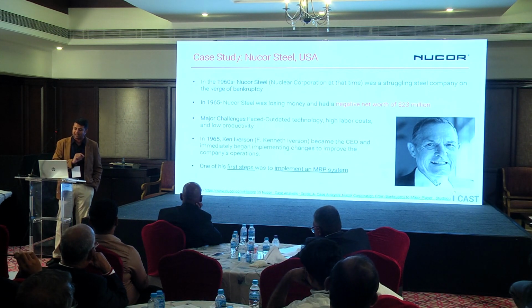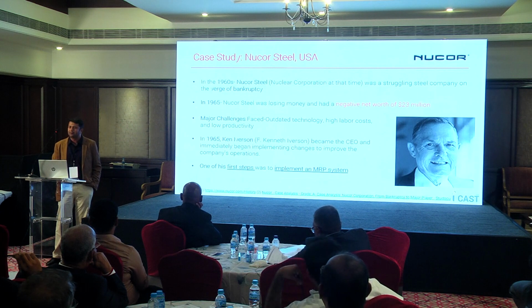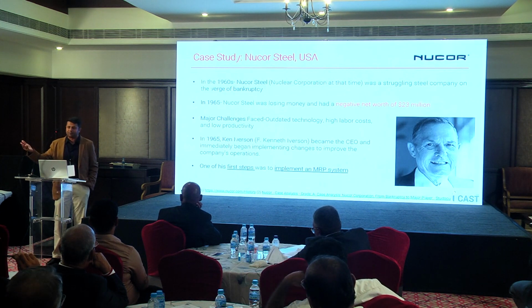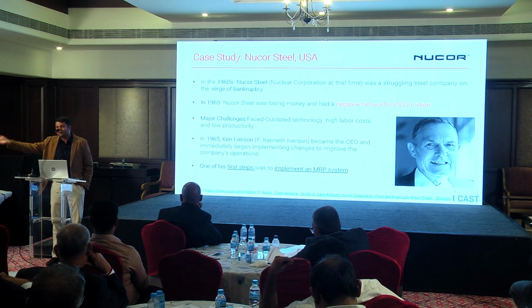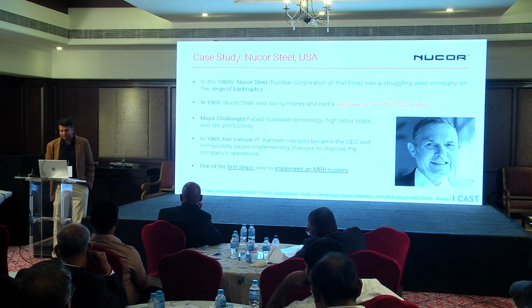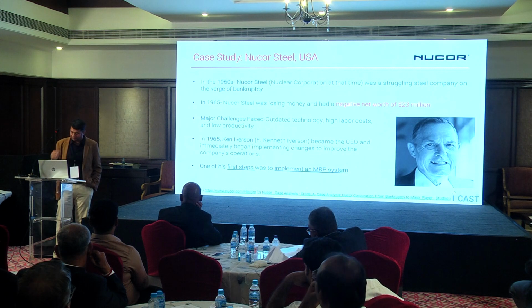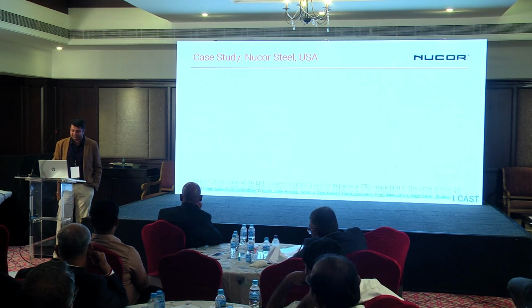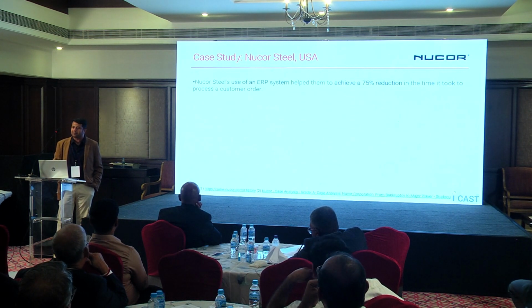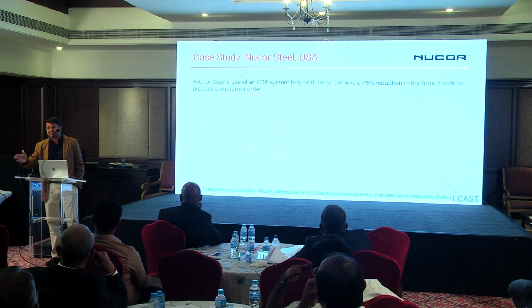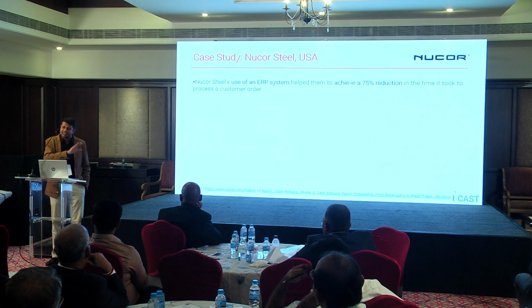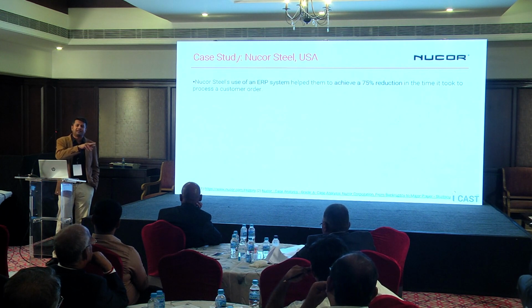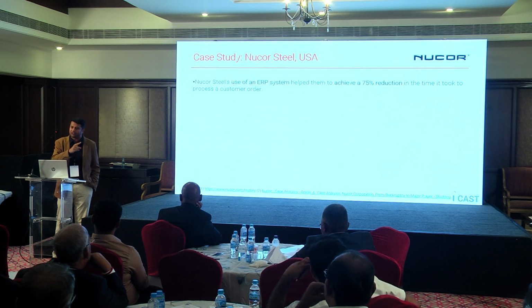One of his first steps was to implement an MRP system. At that time it was not called ERP, it was two phases before. So MRP1, MRP2, and then I think the term ERP came into existence, right? And he implemented ERP, just like Asian Paints. Actually, ERP came into existence in the 1960s. So they were one of the first companies, and one of the first steel companies, that is for sure, who started implementing an MRP system at that time for data analysis.